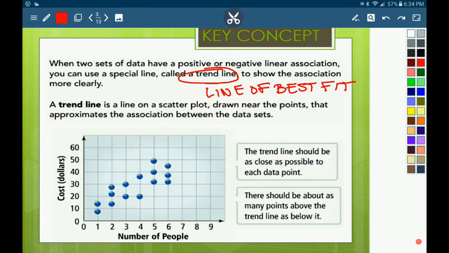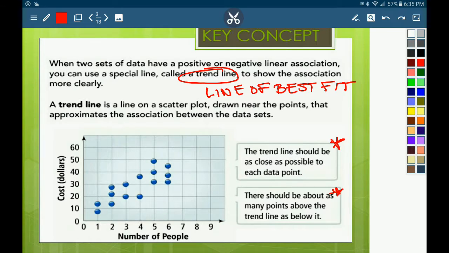Now, I do have two very important pieces of information here. It says the trend line should be as close as possible to each data point, and there should be about as many points above the trend line as below it. So one thing I do not want to see you guys do is something like this and split the points in half, where I have about the same amount of points over here and the same amount of points over here. That's not what I'm talking about. The trend line should actually follow where the points are.